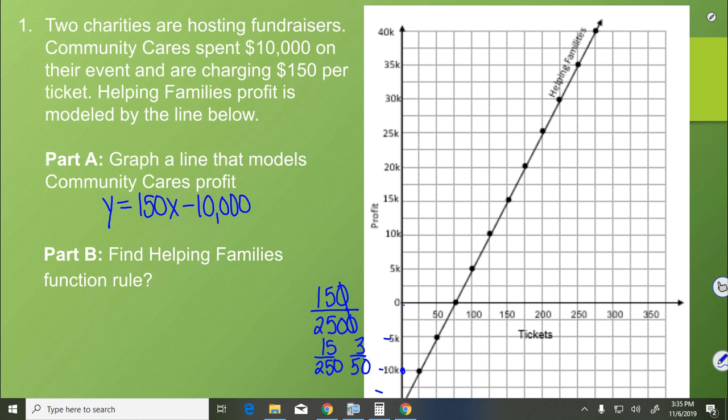So up 3 and over 50 brings me here. Up 3 more and over 50 brings me here. Up 3 more and over 50 here, then here, and so on. Then you're going to take your straight edge and neatly draw a straight line through those points. Arrow on the end, labeled Community Cares.